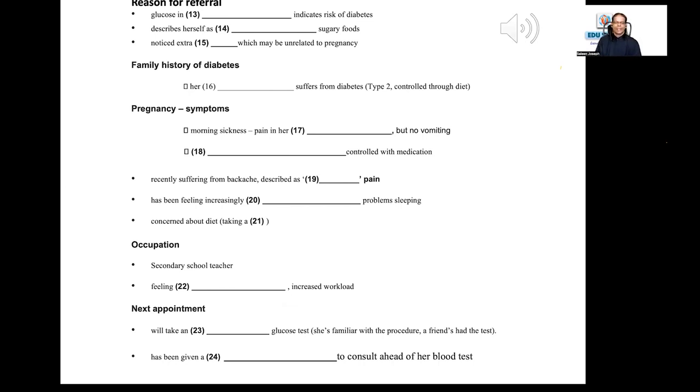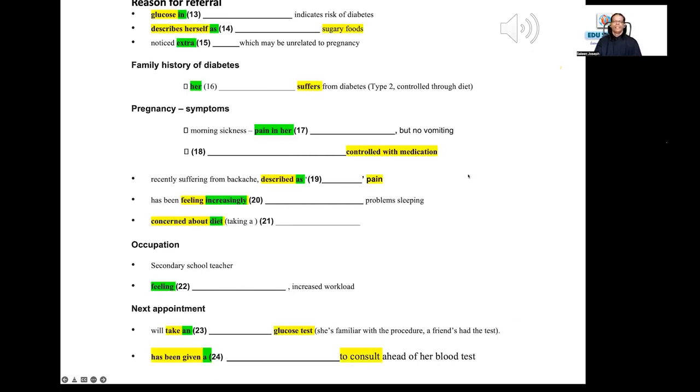Next appointment, will take an appointment. Dash test. They are speaking about a particular test. And means it should start with a vowel sound, right? And dash glucose test. Already you know what is a vowel sound. It has been given so easily, so I don't want you to repeat the answers. Has been given a dash to consult. Something is given there, so a name should be there. Okay, see, this is how you scan: glucose in dash, described as sugary foods, extra dash, her dash suffers.